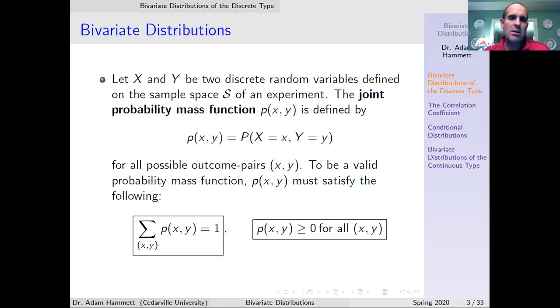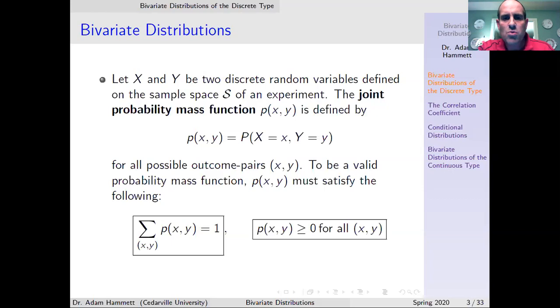So let's take a couple of random variables, X and Y, that are discrete, both defined on the same sample space of the same random experiment. We call the PMF, the probability mass function, of these two the joint probability mass function. Incidentally, sometimes you say the bivariate probability mass function if you have two variables, but most of the time you just say joint probability mass function, and that could refer to any number of variables.